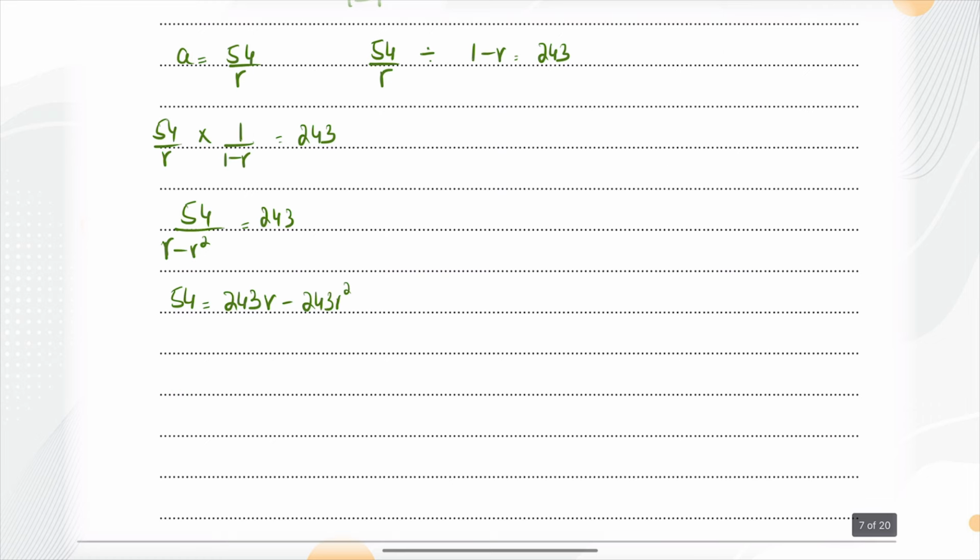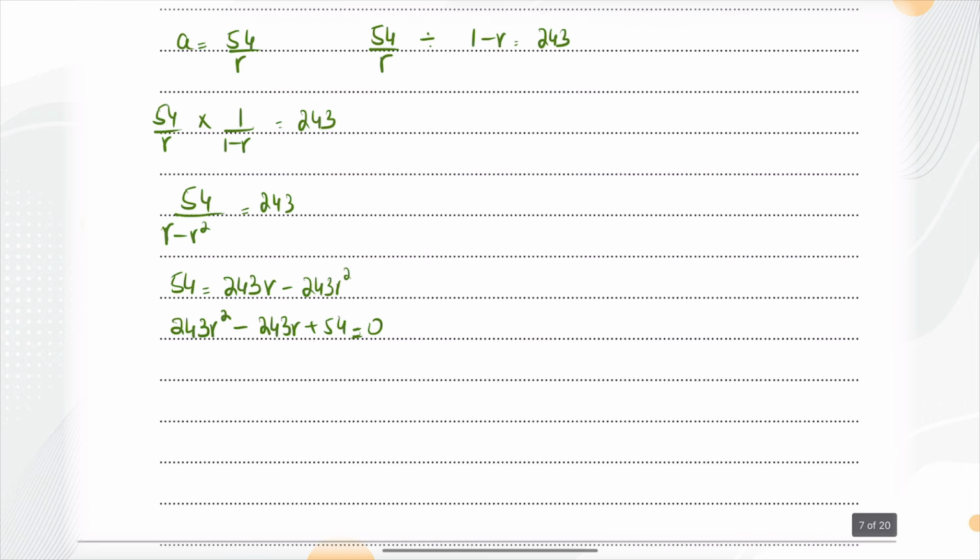Now let's shift everything over to the left hand side so that the term with R square is positive. So 243R square minus 243R plus 54 equals 0. Now 243 is divisible by 9 and 54 is also divisible by 9. Now if you want, you can take 9 common to make life easy. In fact, you can do better than that. 243 is a multiple of 27. Let me check. 243 divided by 27. Yeah, so you can actually take 27 common. So we have 9R square minus 9R plus 2 equals 0.